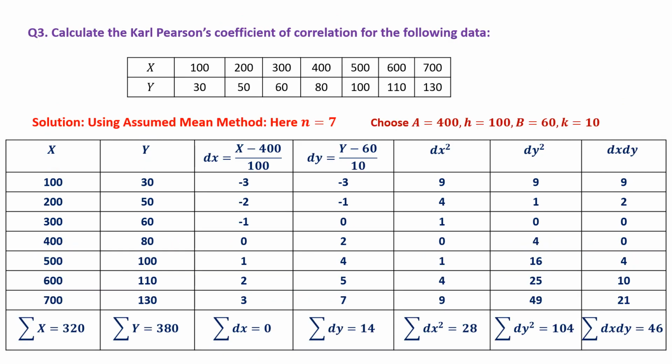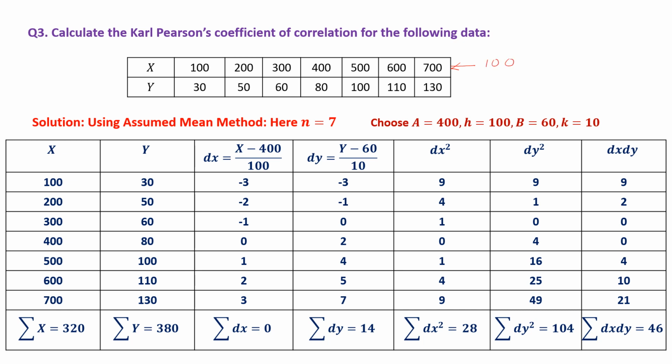Seeing the third problem, it says calculate again Karl Pearson's coefficient of correlation for this data. Now, when we closely look at the data, we have something common. If you look at the x values, they are all equally spaced. I'm sure you all agree. So you see that there is a difference of 100 between successive values.